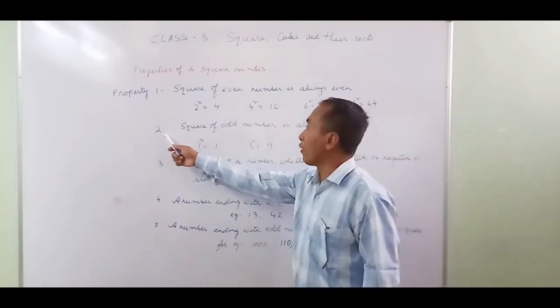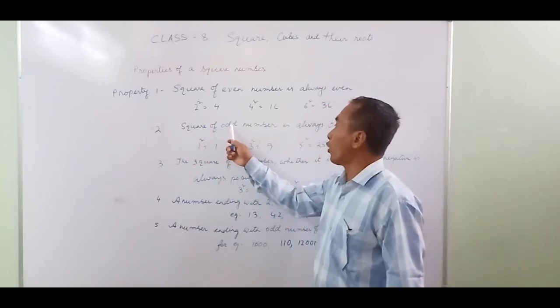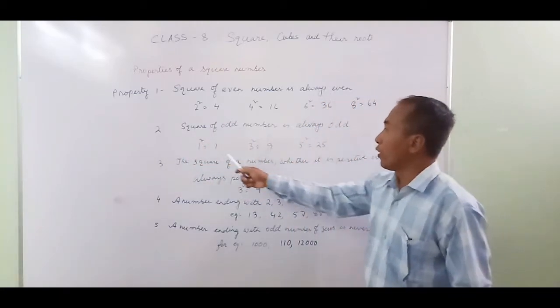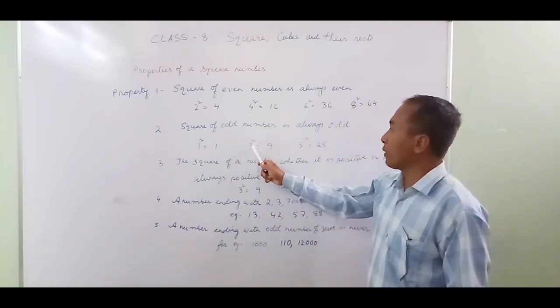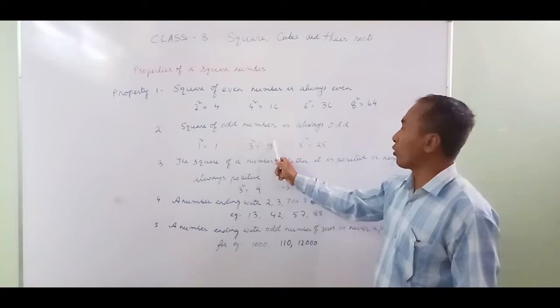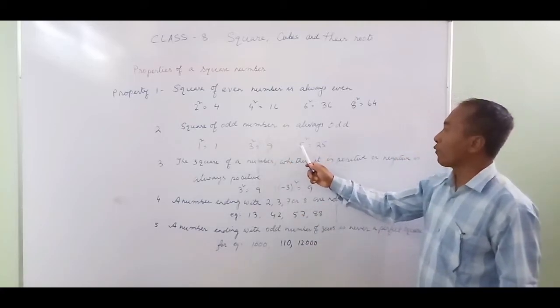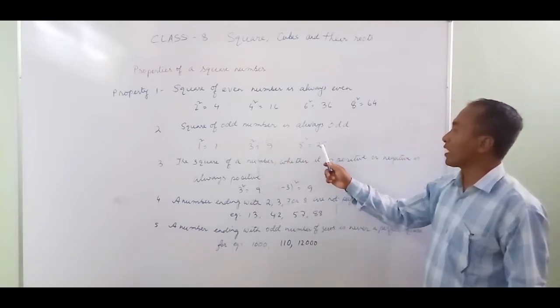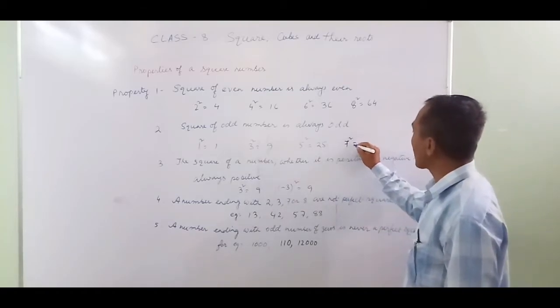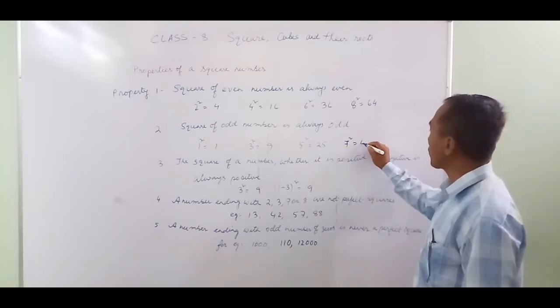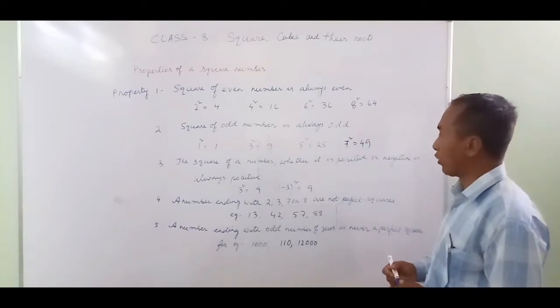Second property of a square is that square of an odd number is always odd. 1 square is 1, 1 is an odd number. 3 is an odd number, 3 square is 9, 9 is an odd number. 5 square, 5 is an odd number, 5 square is 25, 25 is an odd number. 7 square, 7 is an odd number, 7 square is 49, 49 is also an odd number.